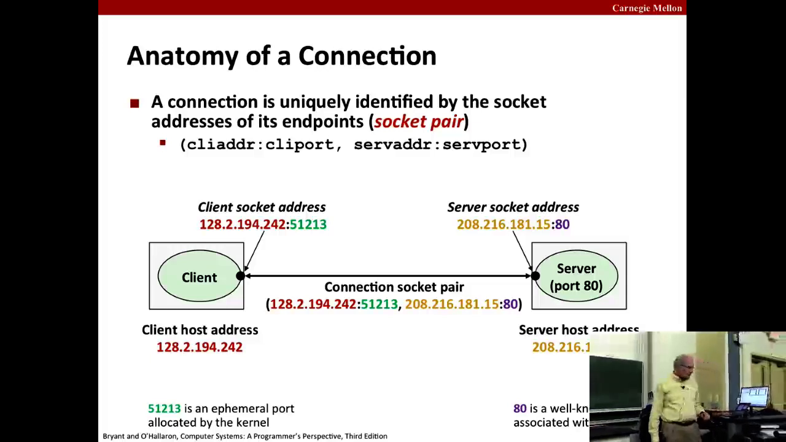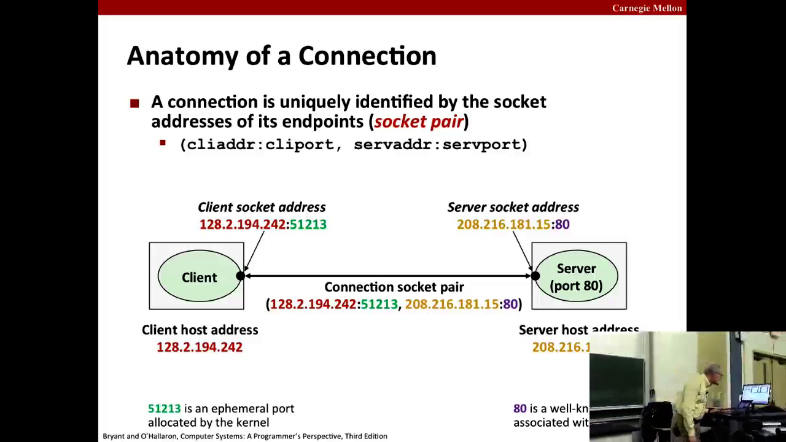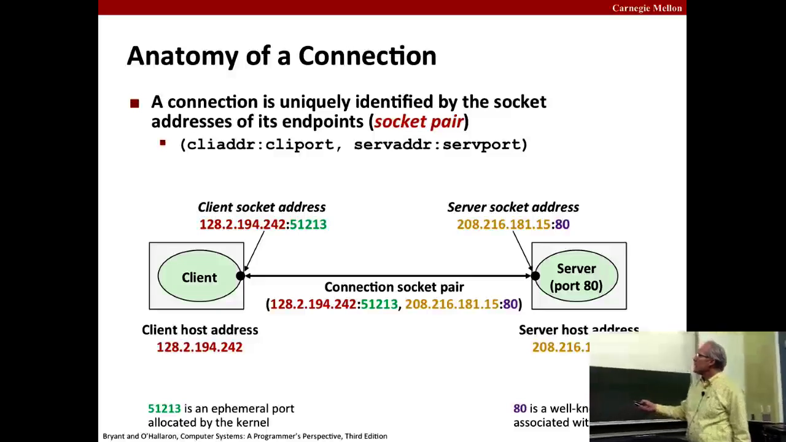So when I have a connection, think of it as a link between two machines based on some known port, typically at the server end, and a dynamically assigned or ephemeral port at the client end. That connection is then identified by the combination of the hosts at the two ends and the ports that they're using.